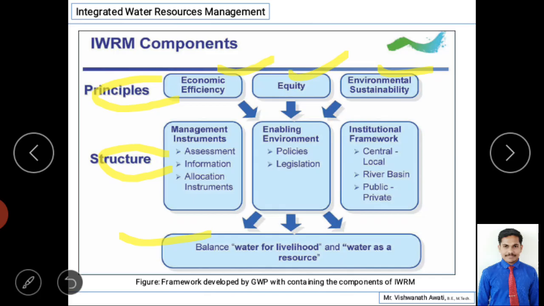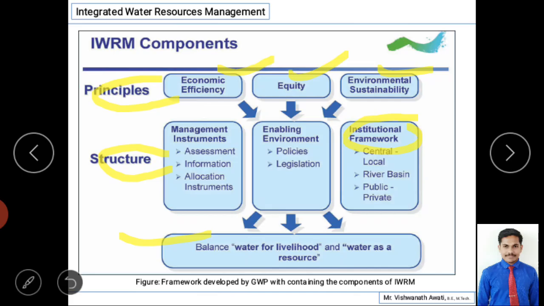Then how to maintain this good environment? We are making some organizations or institutes, right? What is an institute? We are creating some offices, right? It may be a local office, or a central office, or a river basin office, or maybe a public and private organization. Here is the office to carry out all the activities, right?